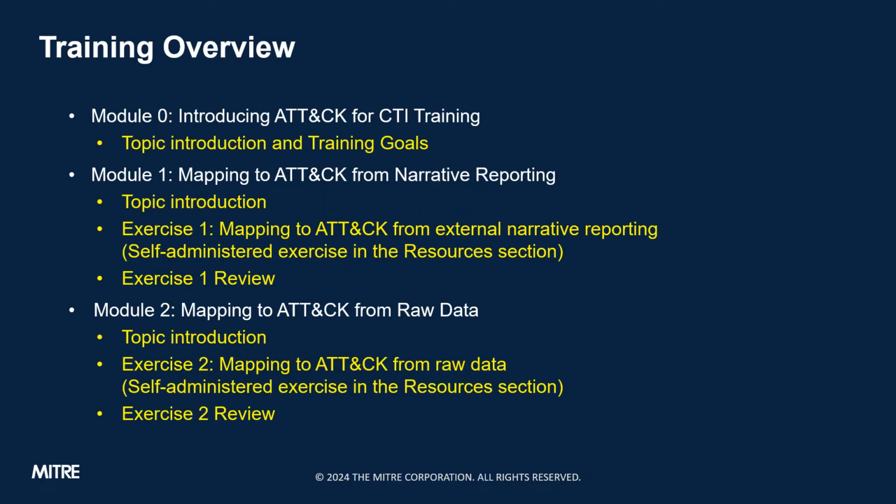So the way the rest of this course is laid out, we're currently in Module 0, where I'm introducing the training itself, and I'll get into a little bit about why ATT&CK is useful for cyber threat intelligence in a moment. In Module 1, I'll get into how to map to ATT&CK from narrative reporting, how to take the existing reporting you have today, talking about adversaries, and add ATT&CK to it. We'll then switch into mapping to ATT&CK from raw data. How can you take your reporting from malware analysis, your raw incident response data, and turn that into ATT&CK as well?